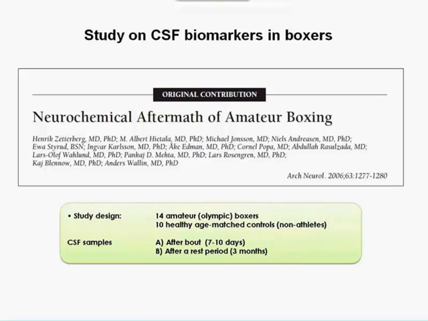So this is an old study where we examined 14 amateur boxers and 10 healthy age-matched controls. We performed CSF sampling after a bout and after a rest period of 3 months where the boxers were allowed to perform exercise but not spar or box. The time point, 7 to 10 days following the boxing bout, was chosen on the basis of longitudinal studies after stroke. The lumbar CSF concentrations of neurofilament light reach a maximum 7 to 10 days after a stroke, and that's why we performed the CSF sampling at that time point in this cohort.